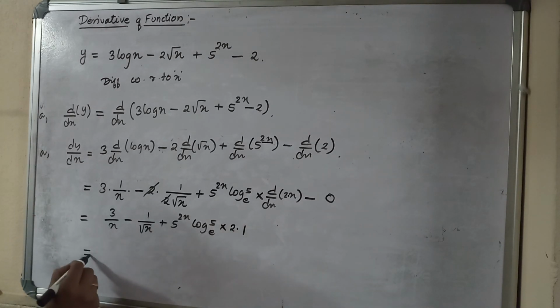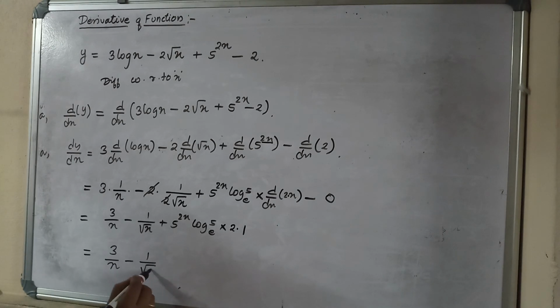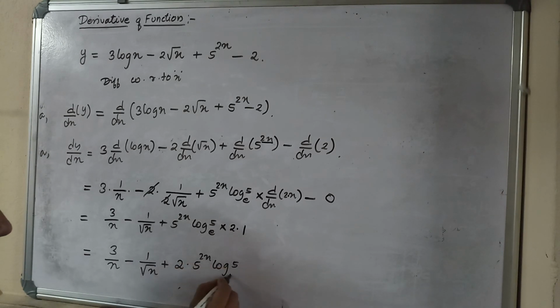So the simplified answer will be 3 by x minus 1 by root x plus, first I'll write 2 into 5 to the power 2x log 5 to the base e.